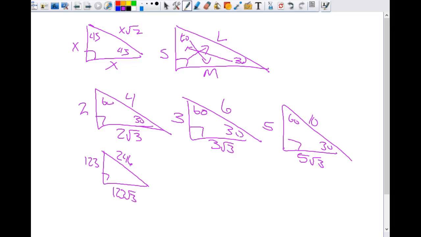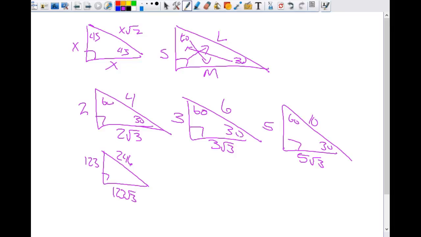Okay, so let's see what's the difference between these. How did we get 4 from 2? You add plus 2, okay. So from 3 to 6, 3 plus 3 is 6. You double it. To get from the short leg to the hypotenuse, you double. 5 to 10 is doubled. 123 to 246 is doubled.